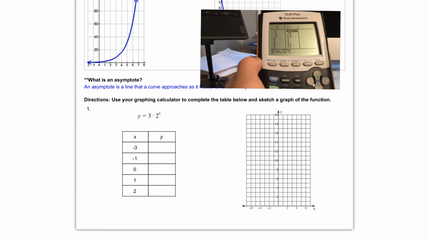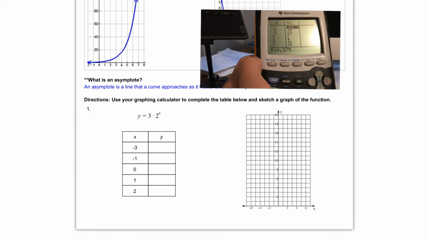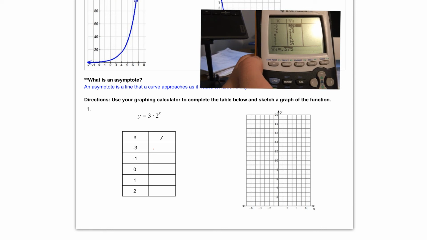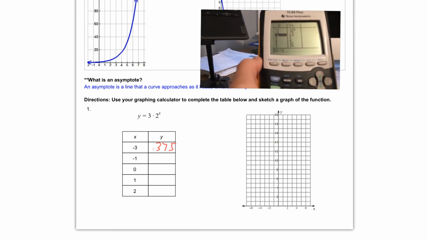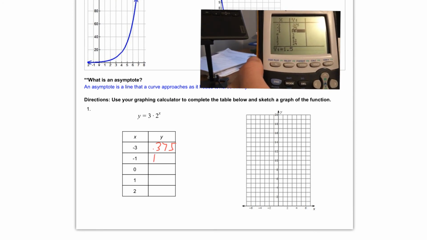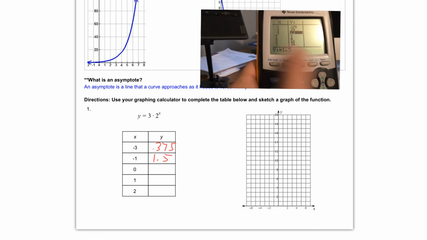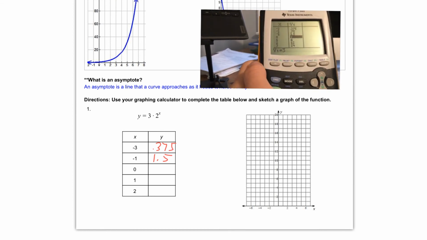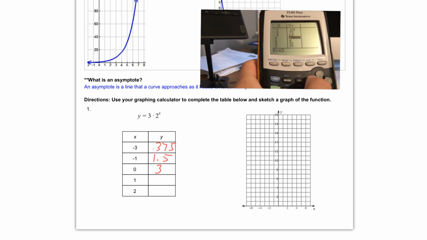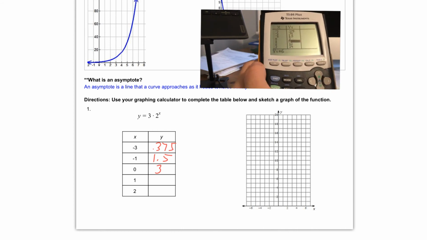So then I can go ahead and write in my table that negative 3 goes with 0.375. Then I also need negative 1, so I can scroll down to negative 1 using the down arrow key and check the y value that goes with it is 1.5. So I can fill in 1.5 on my table. Then I can go back to my x's, scroll down to 0, and I see 0 goes with 3, so I can fill in 3. Then I go down to 1, and 1 goes with 6, so I can put 6 in my table. And then if I scroll down to 2, I can see that I have 12.